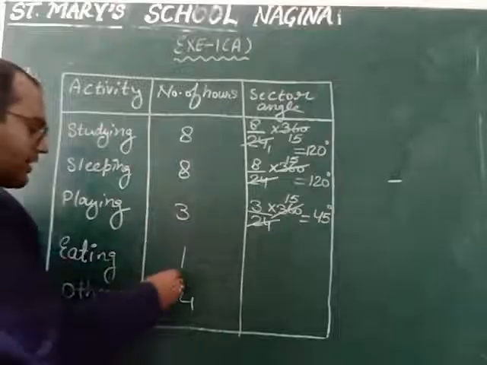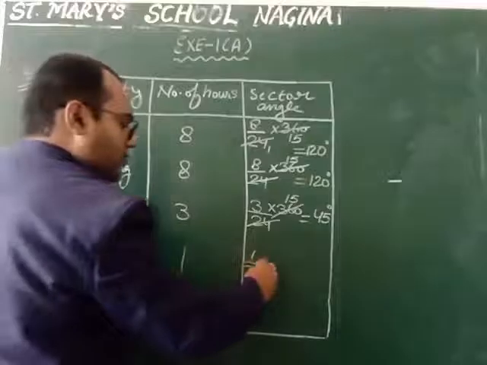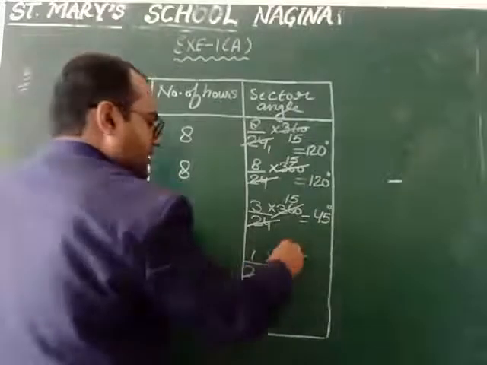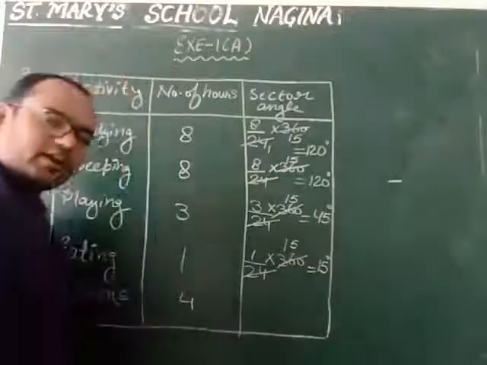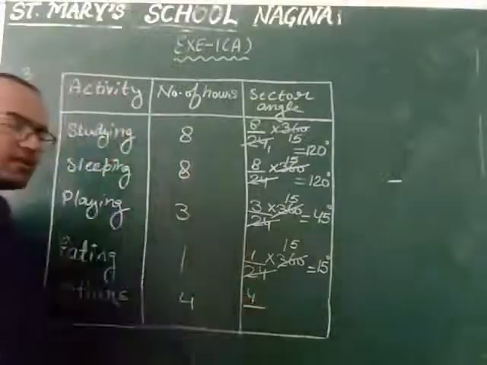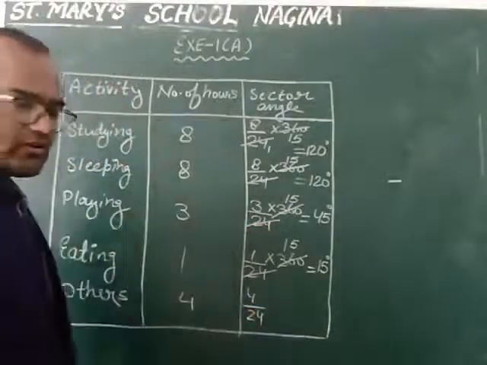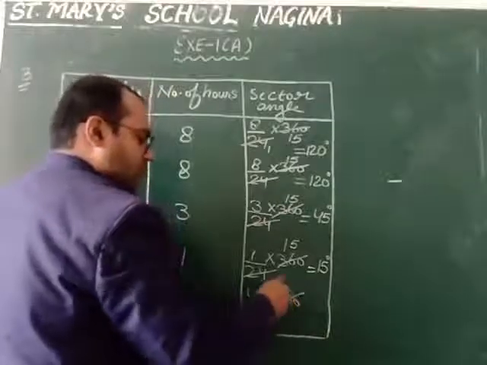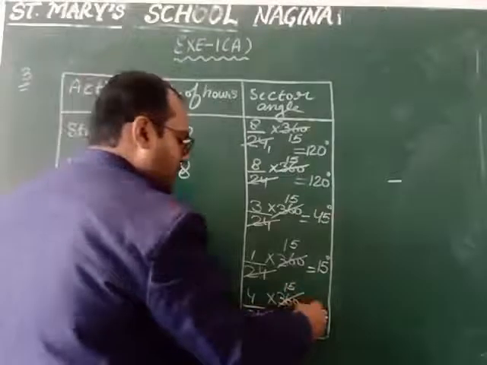Similarly we will find sector angle for eating. 1 hour he is eating upon total number of hours 24 into 360. 24 fifteens, 15 into 1 when we do, then sector angle we will get 15 degree. Next 4 hours. So 4 in the numerator. In the denominator we have to take 24 because in a day total number of hours are 24. Multiply 360. Now cancel these two with the table of 24. 24 fifteens. Now 15 fours we will do, then we will get 60.